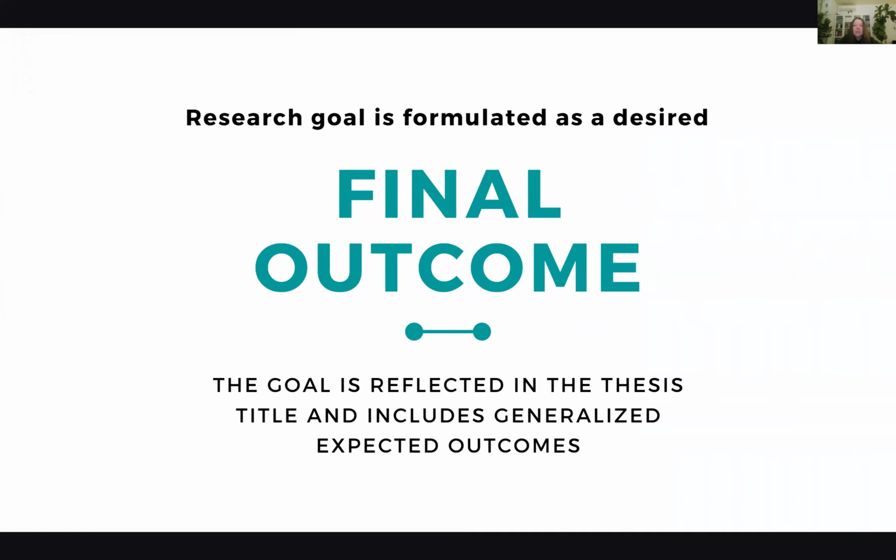Next, you will need to formulate your research goal or purpose. And you should always phrase it as a final outcome. So your purpose should be what you want to achieve. And that purpose or that goal should be reflected in your thesis title and include those outcomes you actually want to achieve. So once again, let's look at some examples.